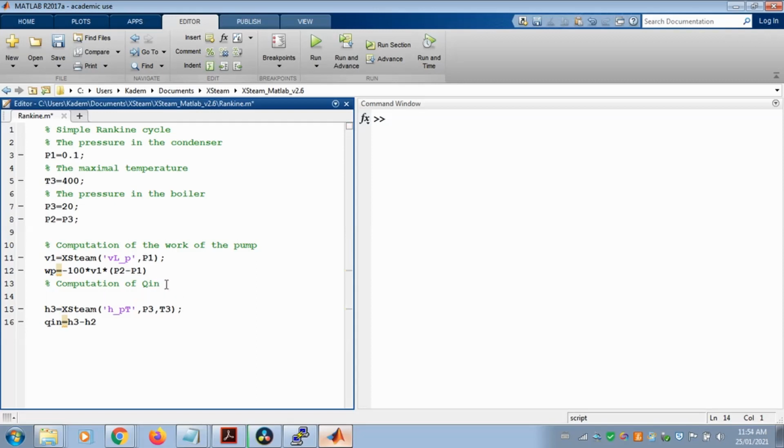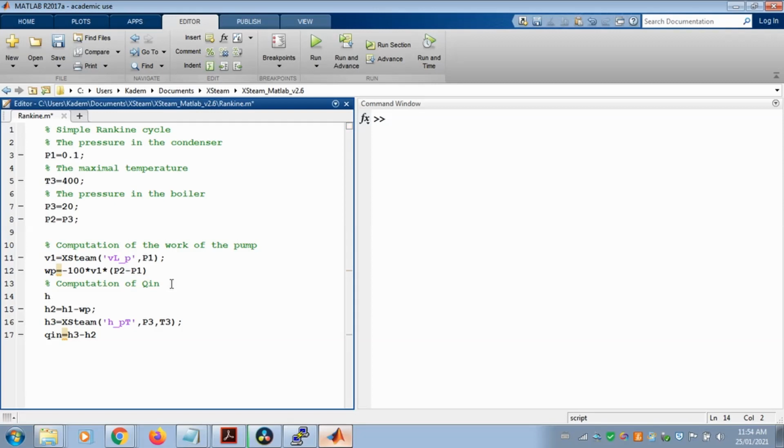Now to get H2, H2 is equal to what? Here we have different options, okay? The easiest one was to neglect the work of the pump, and therefore H2 will be equal to H1. But here, since we are calculating the work of the pump, we can still use it. So H2, following the first law of thermodynamics, if you take the pump as a control volume, is equal to H1 minus the work of the pump that we have already calculated. So now the problem is simply to get H1.